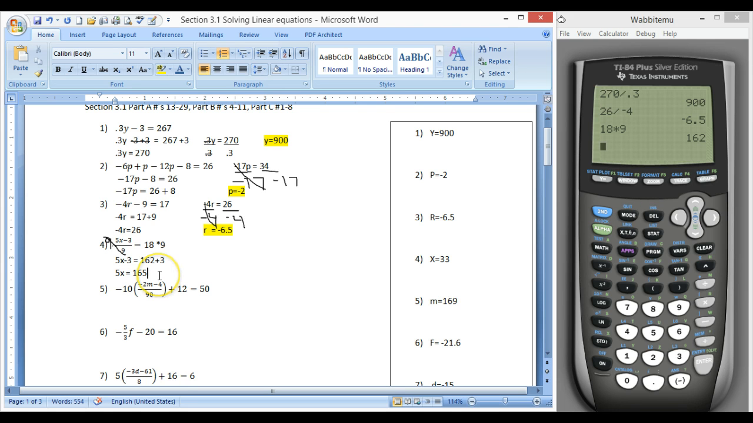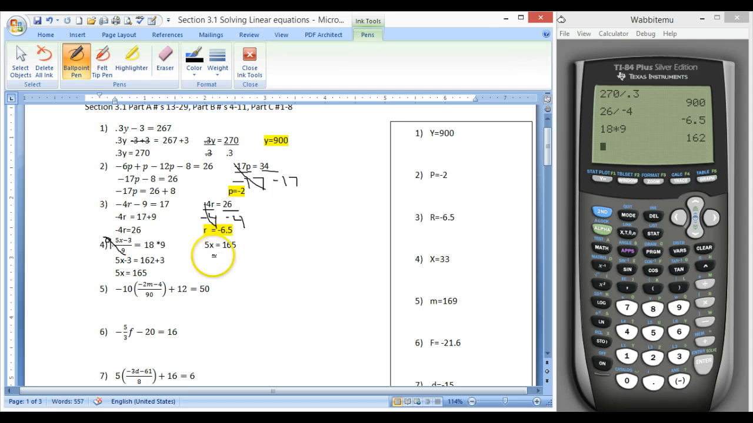Oops. Now, the last step I have is just getting rid of this 5 times, so I do the opposite, which is divide by 5, and we're going to come up here to show that. 5x equals 165. Divide by 5, a very large 5. Divide by 5. Now you know why I type all of my notes.